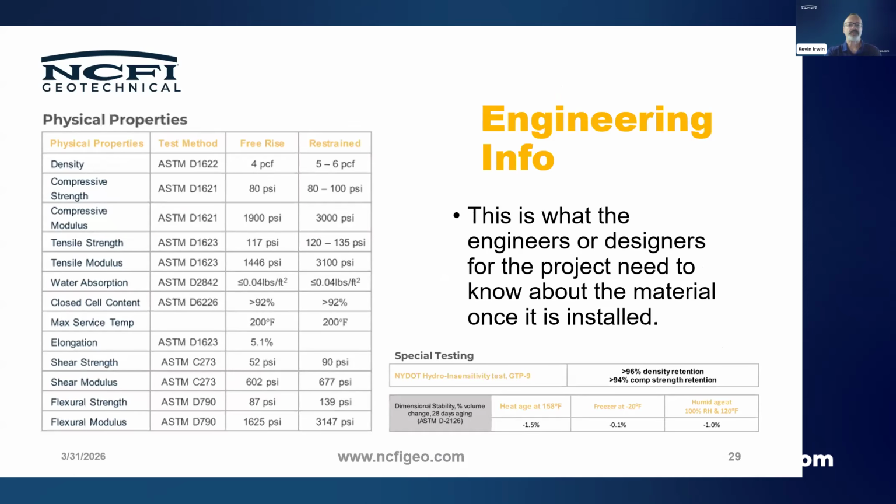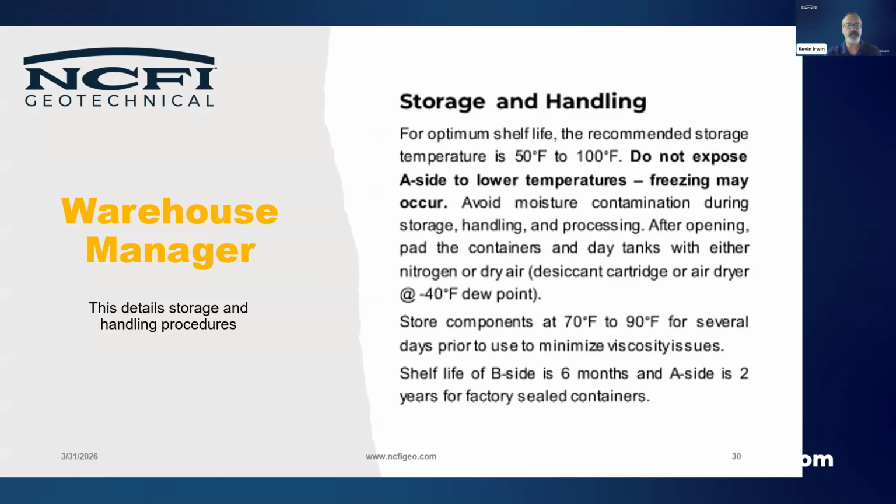Engineering info is what engineers would want to know about the chemical. Notice there's a max service temperature there, about halfway down. Closed cell content, water absorption. Now that water absorption is just a surface absorption. A closed cell foam is a closed cell foam. It doesn't allow water, it doesn't absorb water. And then our special testing over here, that shows our GTP9.